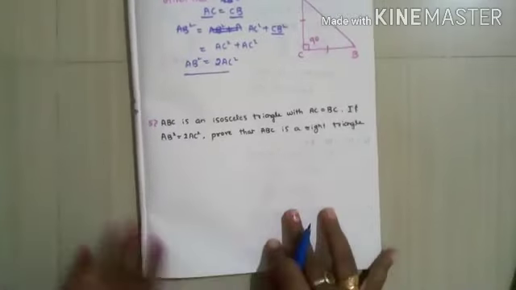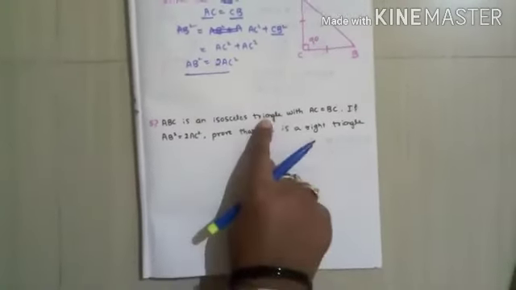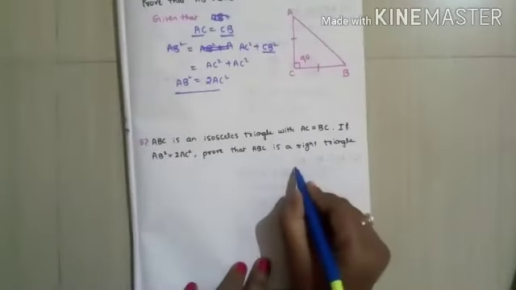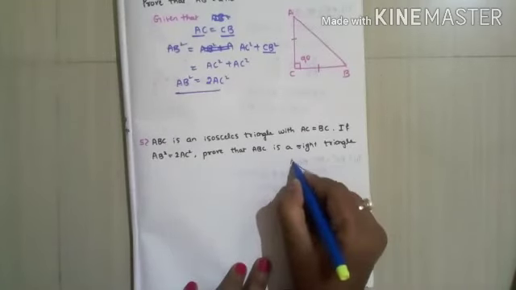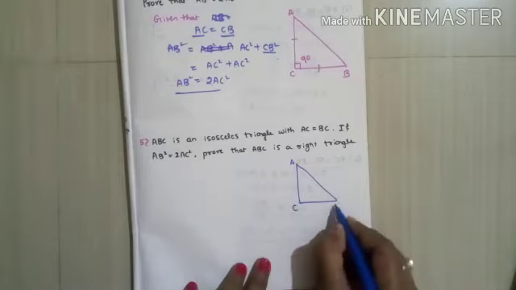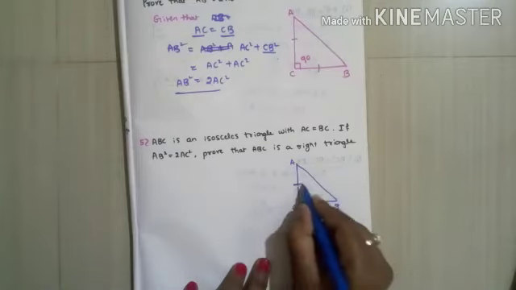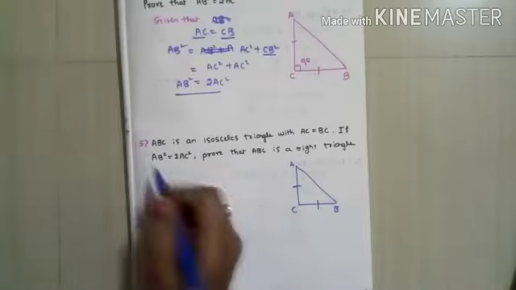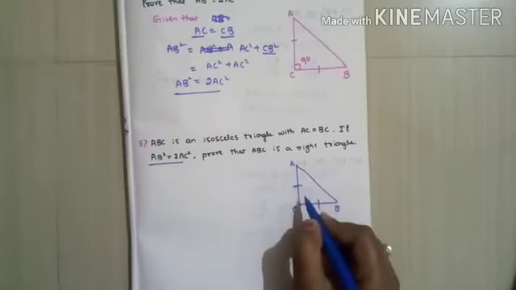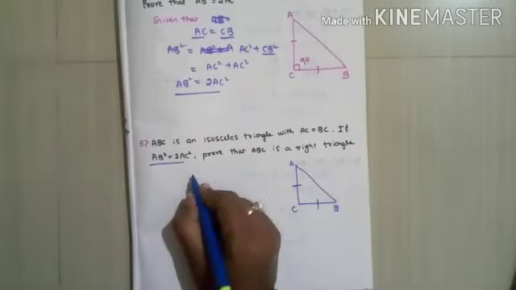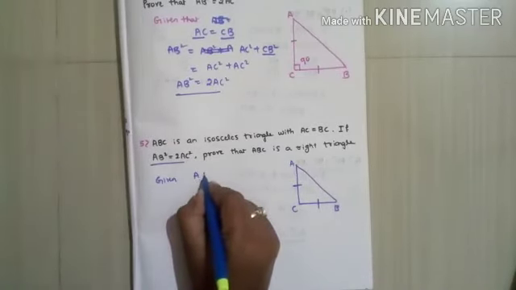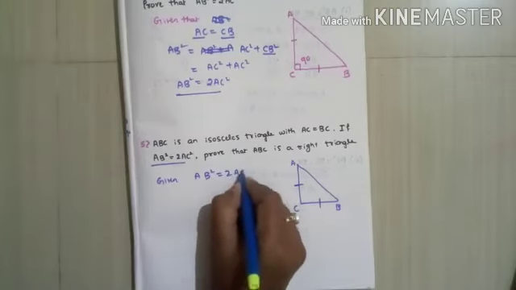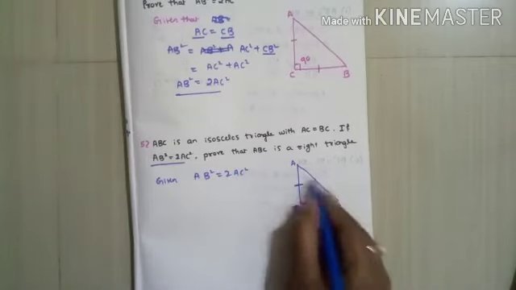Now we'll see the fifth sum what they have given. ABC is an isosceles triangle with AC equal to BC. Same triangle. Here they are telling AC is equal to BC. They have given AB square equal to 2AC square, and we should prove this is a right angle triangle. They are telling this is an isosceles triangle.